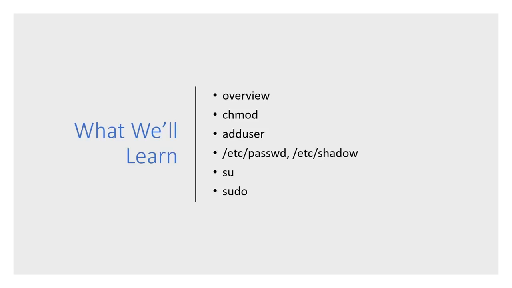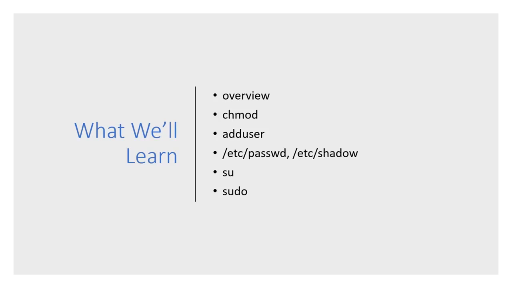All right, now let's talk about users and their privileges. So what are we going to learn in this lesson? We'll do a quick user privilege overview. From there, we're going to talk about the chmod command, which is the change mode command. That's going to let us change the permissions on a file or directory. We're also going to talk about how we're going to add a user with the adduser command. From there, we're going to take a look at a couple of important files. One is the /etc/passwd file, and the other is the /etc/shadow file.